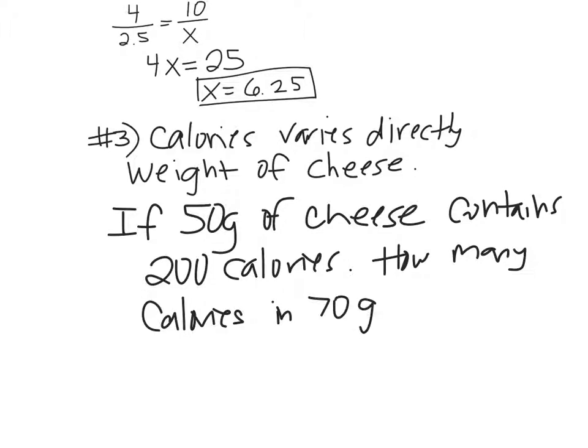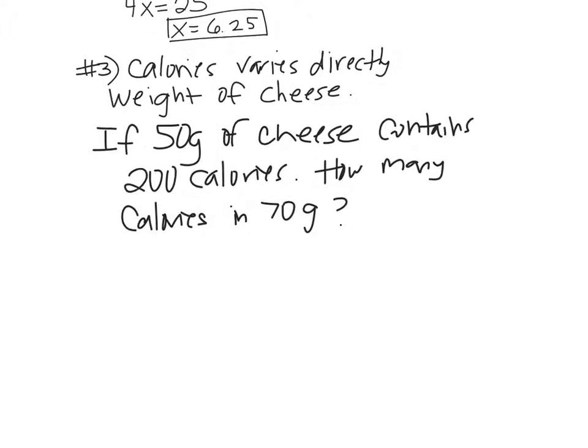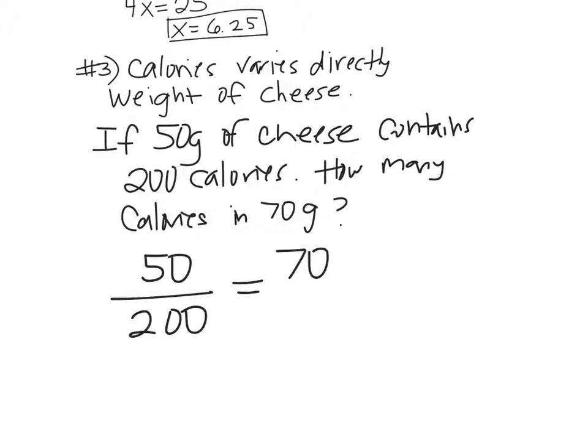Now, just remember, these are proportionate. The more weight the cheese has, the more calories it's going to have, and vice versa. So we can set up a proportion. It doesn't matter which one you put on top and which one's on the bottom. So 50 grams is to 200 calories as 70 grams is to X, whatever variable you want to use. Just make sure your grams are up top and calories on the bottom, or vice versa.